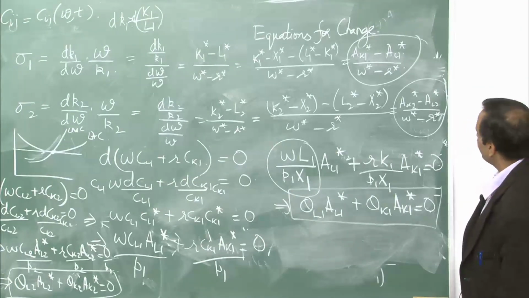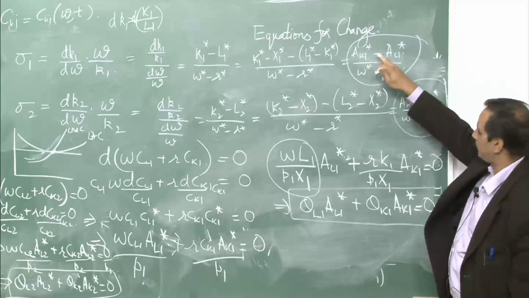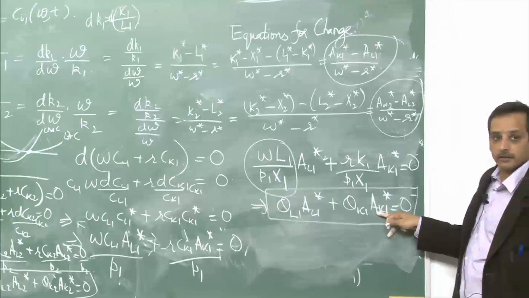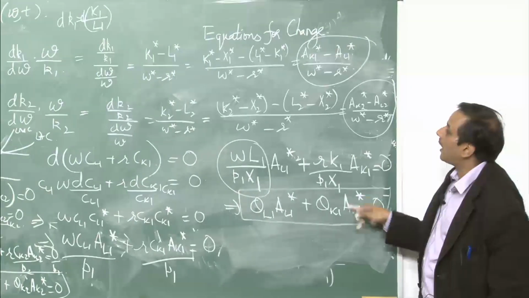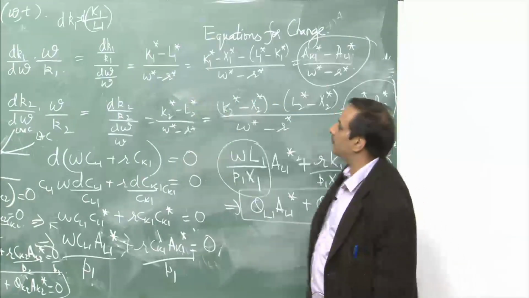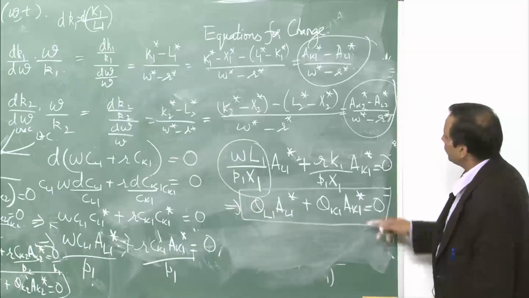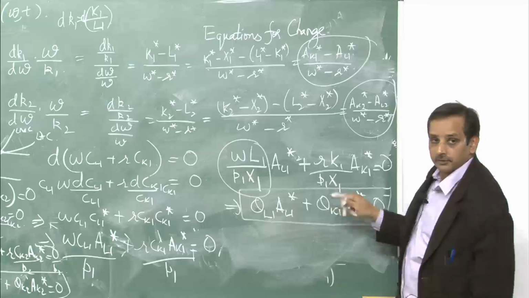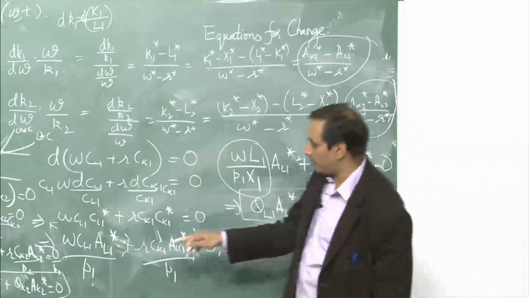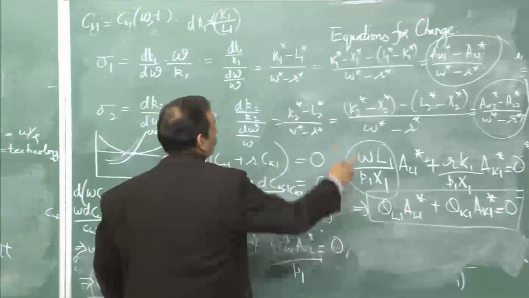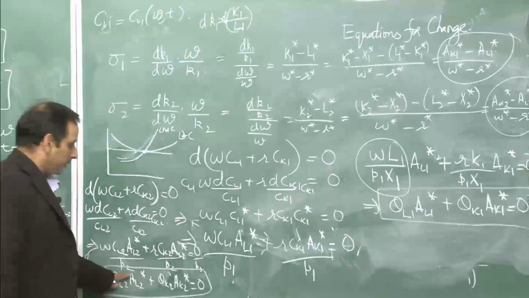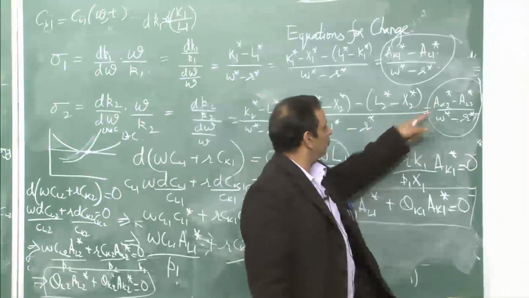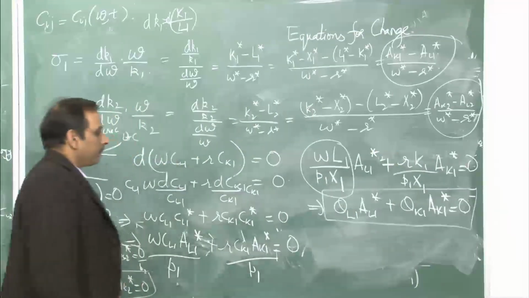Now, what you need to do is to replace the value of AK1 star from here and see what you get as sigma 1. Then you need to replace the value of AL1 star from this. Then you need to replace the value of AL2 star from here. Then you need to replace the value of AK2 star from here.